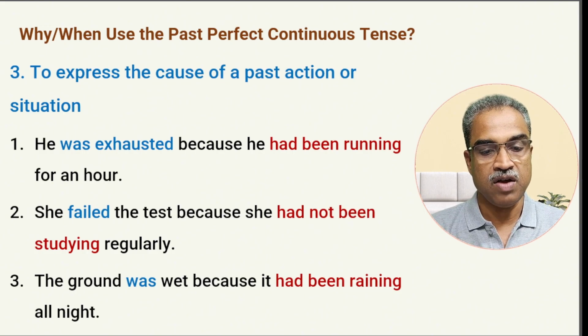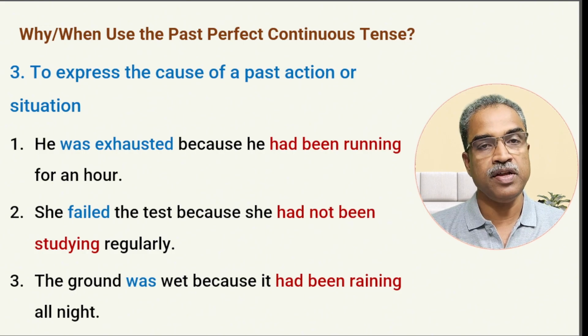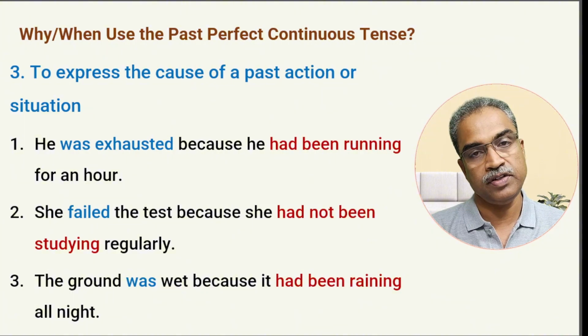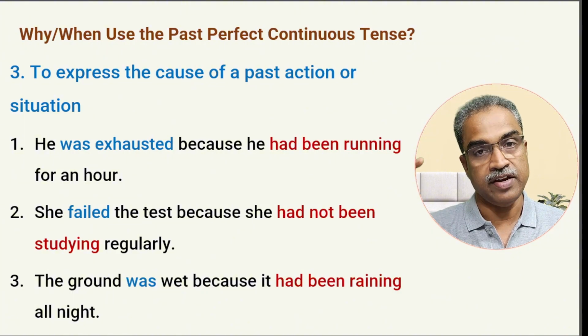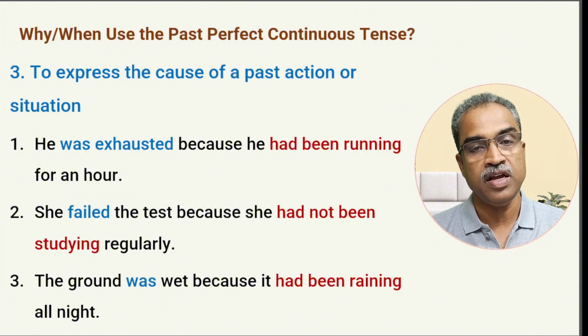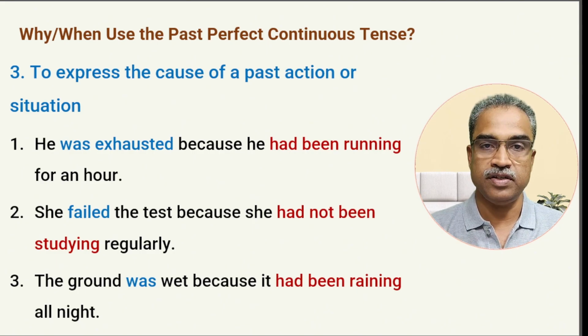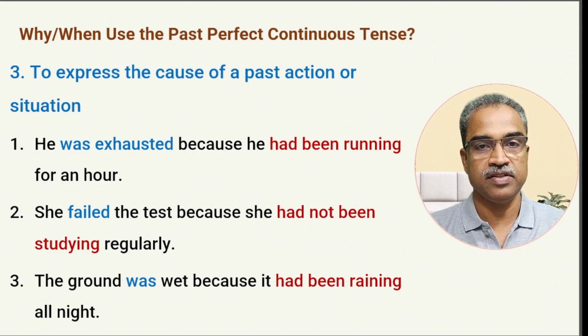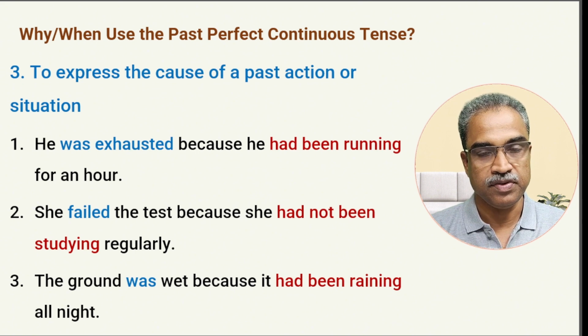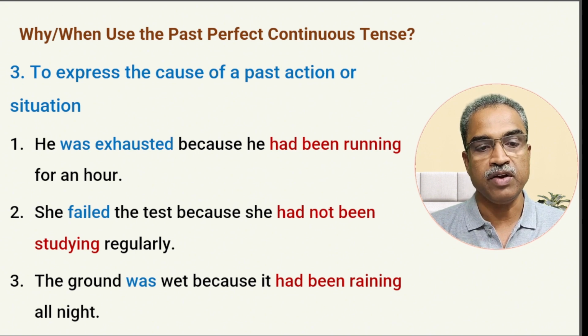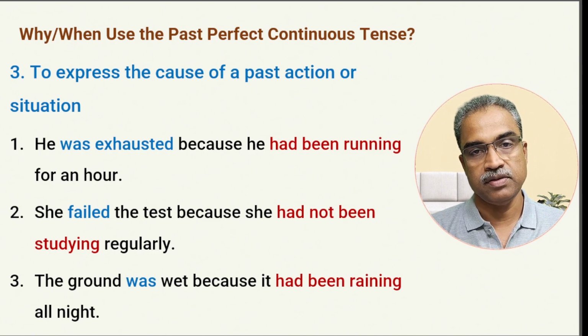The last one, the ground was wet because it had been raining all night. The result is the ground is wet. What's the reason? What's the cause of it? Because of the rain. It had been raining all night. So naturally, the result is the ground is wet. So this is another situation where we express the cause of a past action or situation by using past perfect continuous tense.